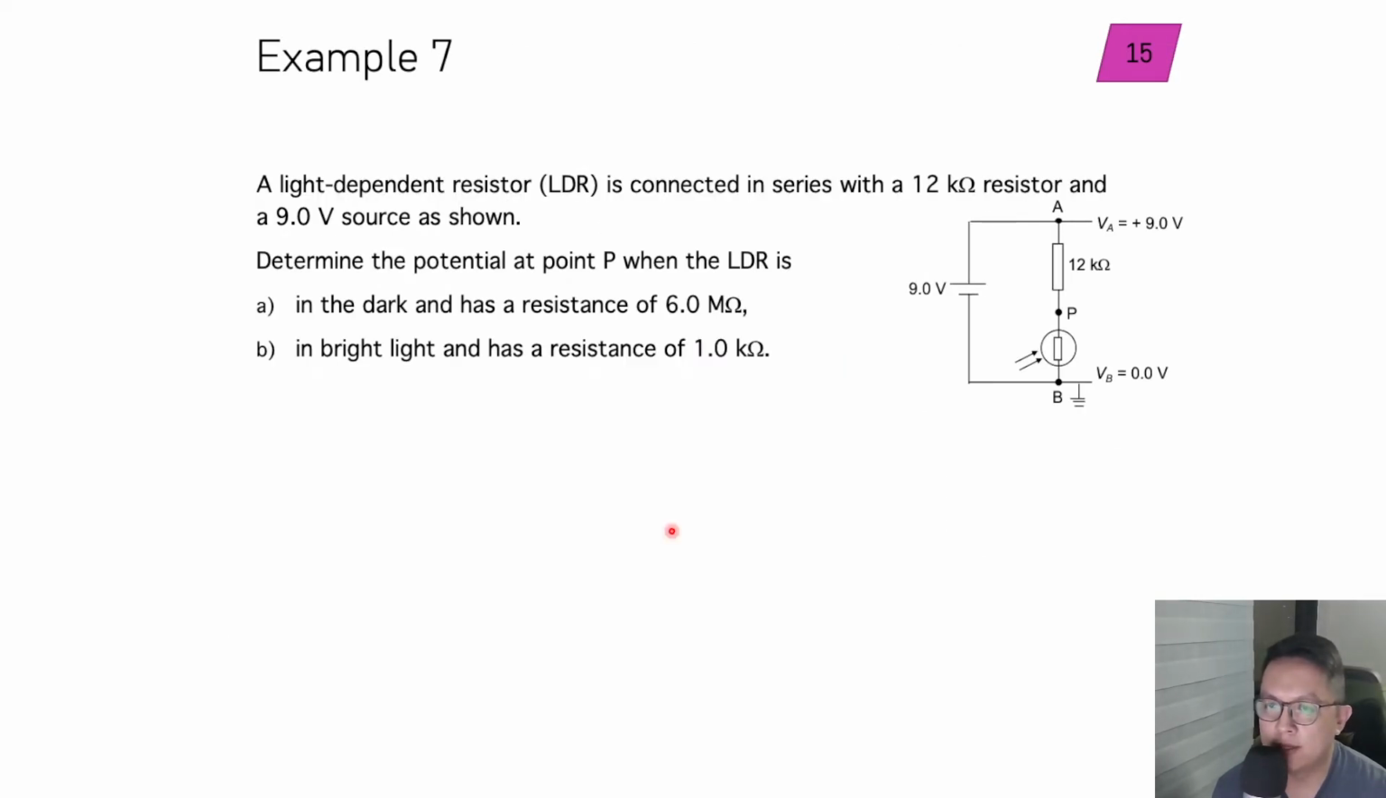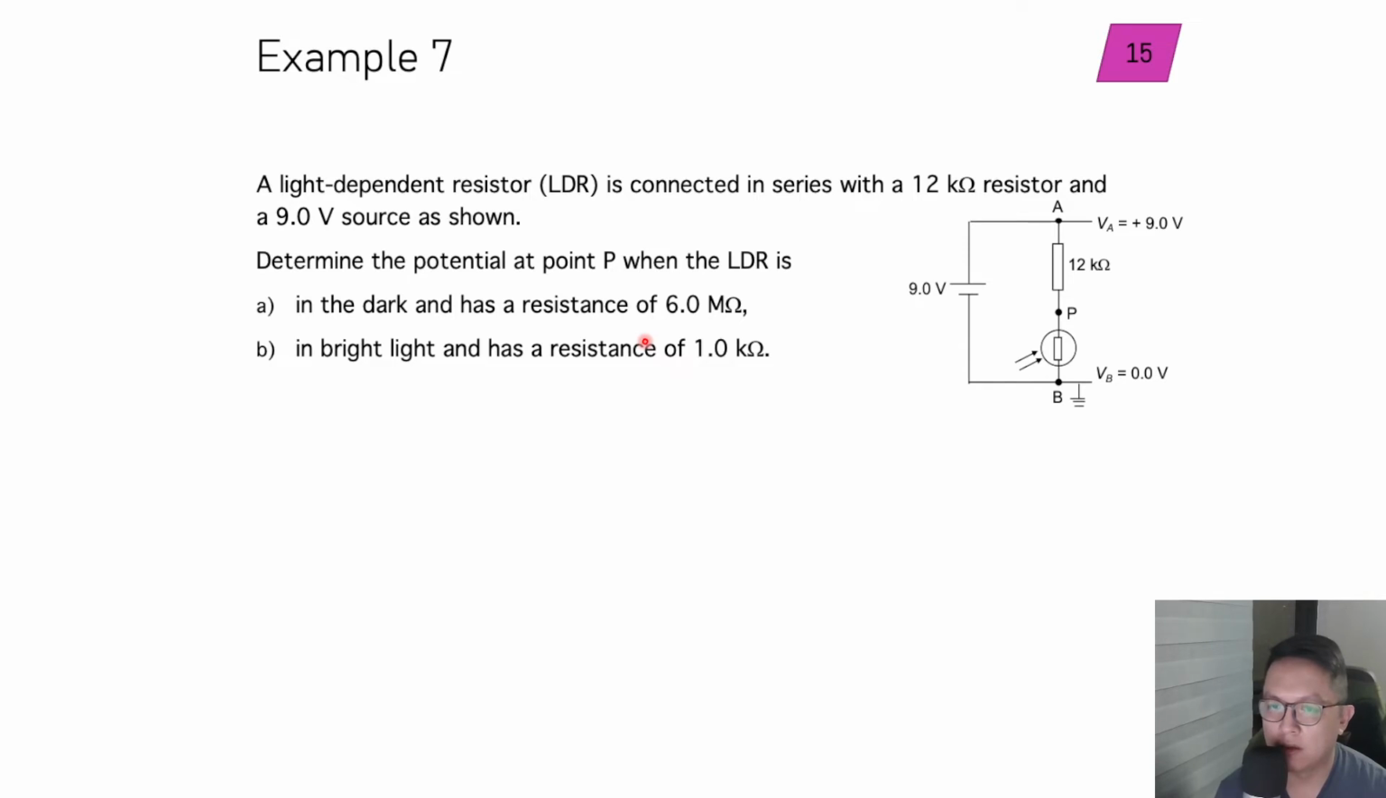Okay, let's look at example 7. I have a light dependent resistor that's connected in series with a 12 kilo ohm resistor and a 9 volt source as shown. Determine the potential at point P when the LDR is in the dark and has a resistance of 6 mega ohm, and in bright light where it has a resistance of 1 kilo ohm. Okay, let's see what we can do with this.